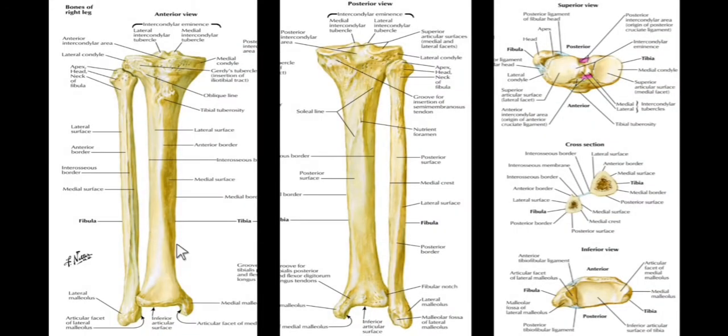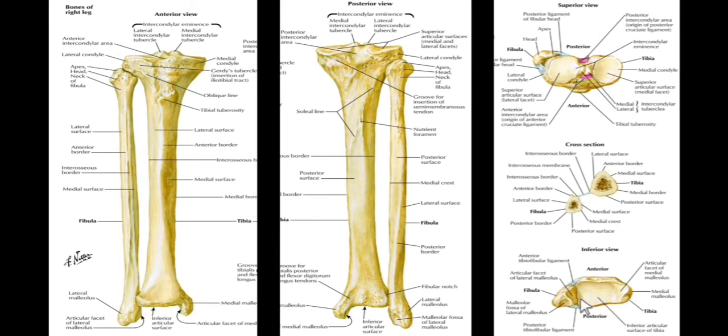The last part of tibia is the lower part. The lower part of tibia is slightly expanded. It has 5 surfaces. Anterior surface, lateral surface. The anterior surface is a little bit smooth. The lateral surface has a notch for the placement of fibula at the distal end.